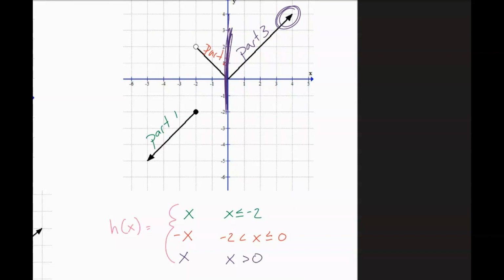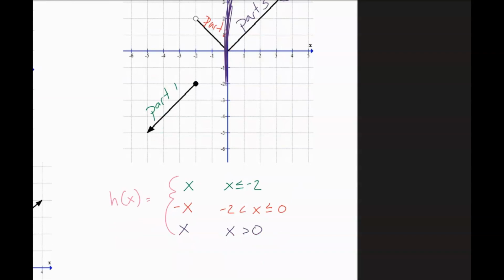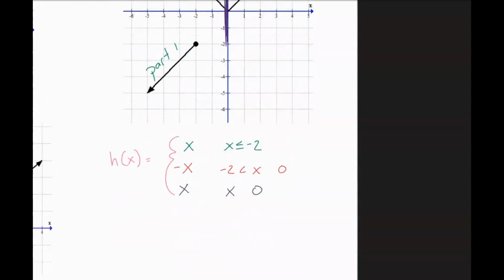It does not matter which one you give the 0 to. You could have written this, and that is also perfectly correct, as long as only one of them gets the equal to 0.